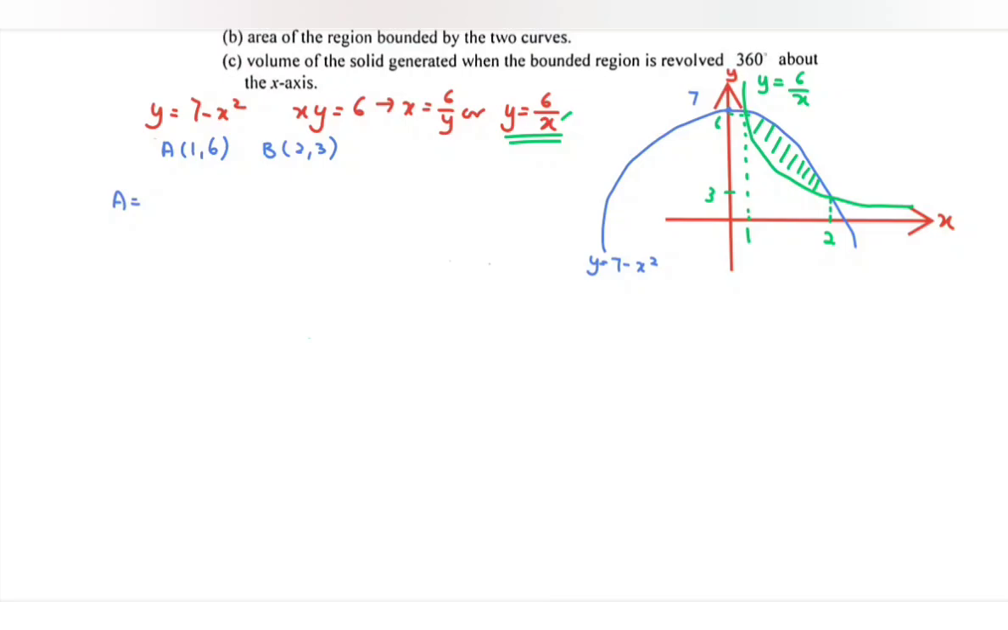Next, kindly refer to part C. Volume of the solid generated when the bounded region is revolved 360 degrees about the x-axis. Meaning that here we have the integral, and it must be with respect to x. Since we have 360 degrees, it means that we have the pi. So bracket, previously we have 7 minus x squared minus 6 over x bracket, with the limit from 1 until 2. That one is for area if without the pi. As for the volume, we have to add on the square for both functions. So that will be the formula for the volume.